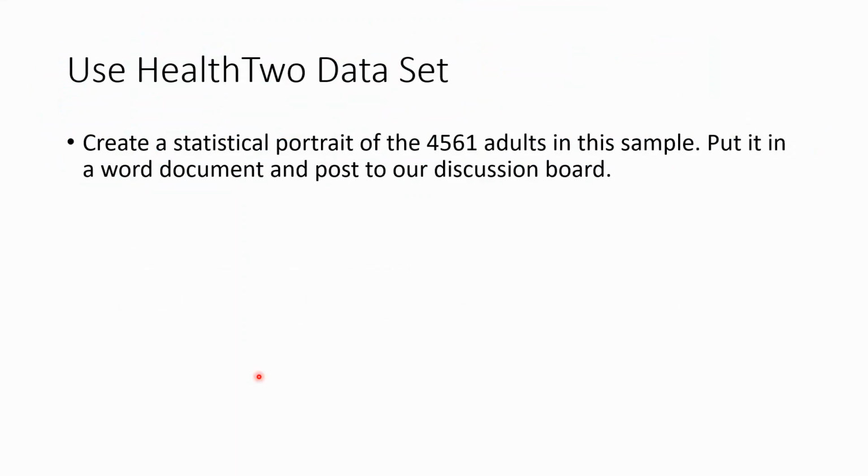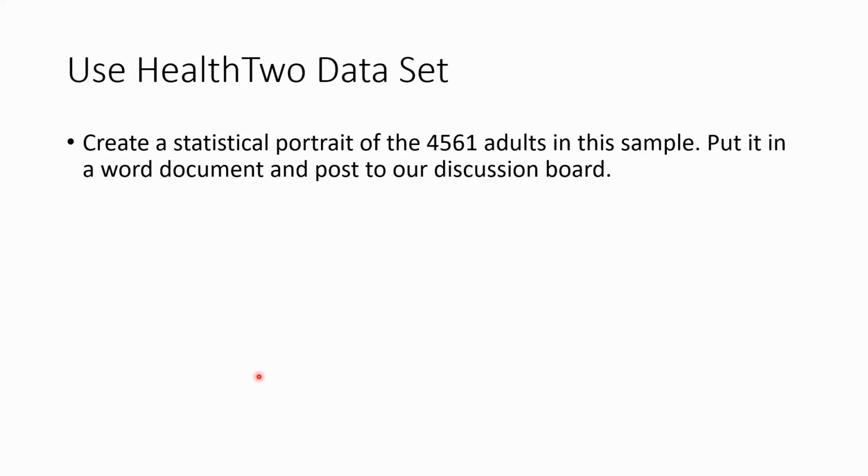And lastly, what I'd like you to do, in our data bank, you'll find a data set called Health 2. And I'd like you to create a statistical portrait of the 4,561 adults in this sample. So use some of our tools that you saw in the chapter 2.1 through 2.4 reading and my earlier screencast. Use some of those tools to create a Word document which paints a picture of these adults. Look at all the variables and ways you can compare them and just try to find an interesting picture.